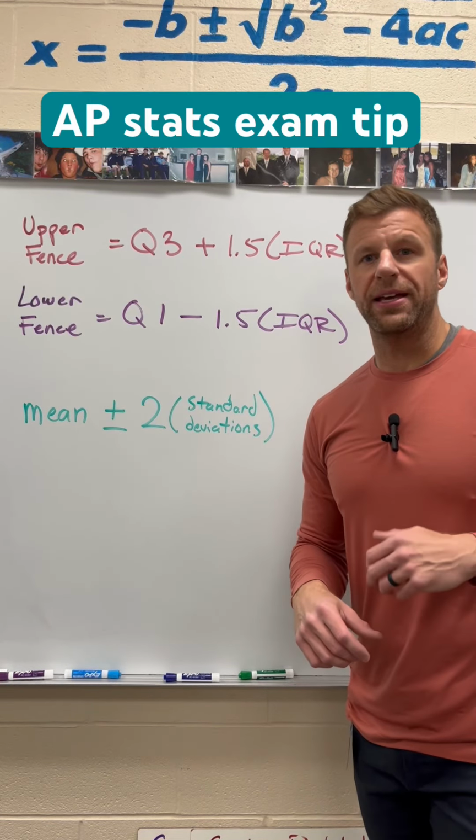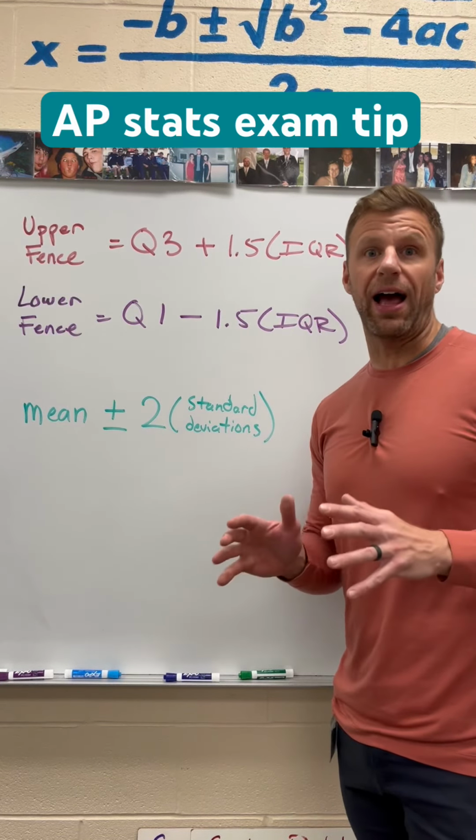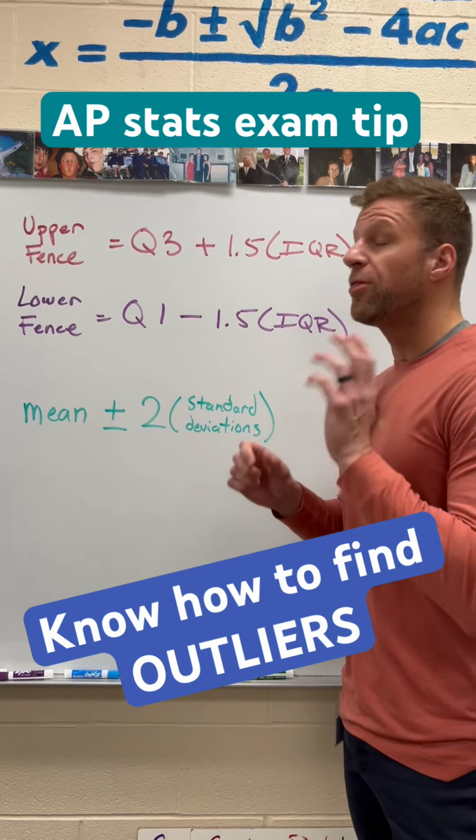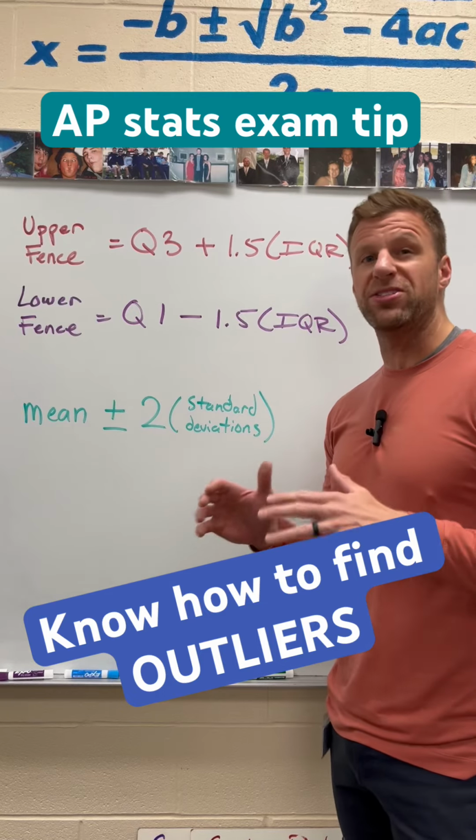Another tip for the AP exam. Know how to identify outliers. This usually comes up either in a multiple choice or a free response question. There are two different methods to identify outliers based on what you know.